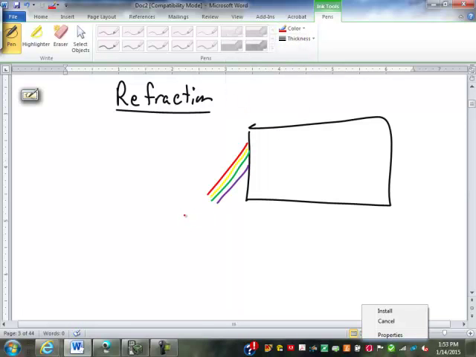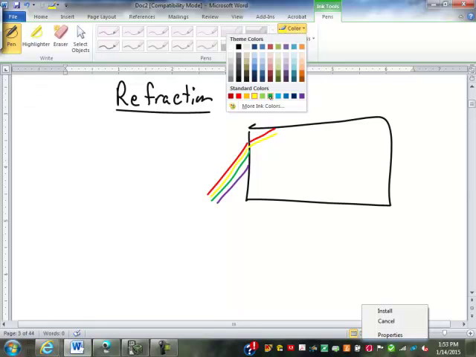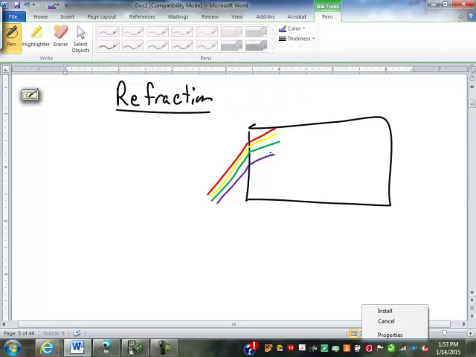You're going from a low density medium like air into a higher density medium like glass, and they tend to bend. But the different colors tend to bend at different rates. Red does not bend as much. Yellow bends a little bit more. Green, more yet. And purple, more yet. Well, that causes those colors to separate.